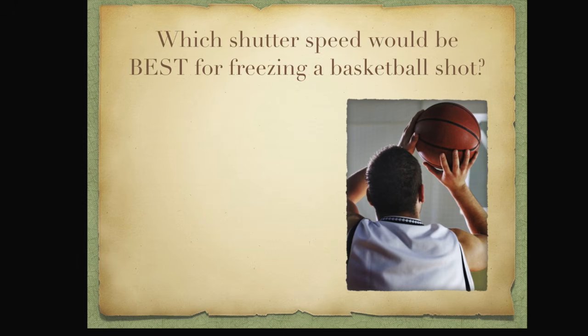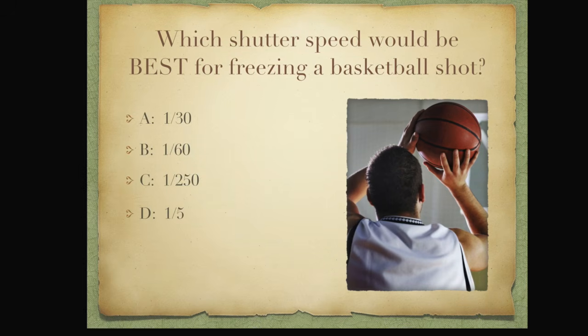Question number 5. Which shutter speed is best for freezing action in sports? 1/30, 1/60, 1/250, or 1/5? The correct answer is C, 1/250.